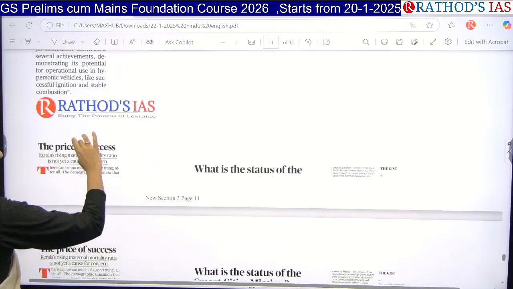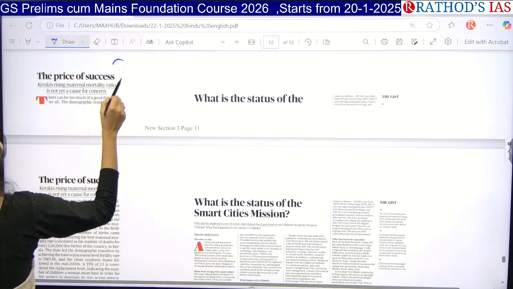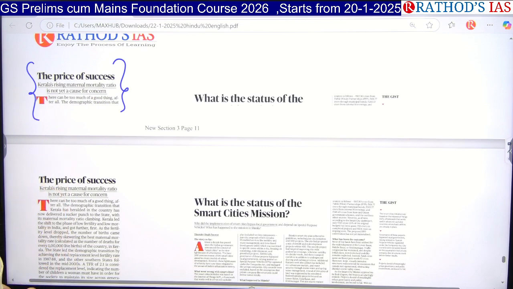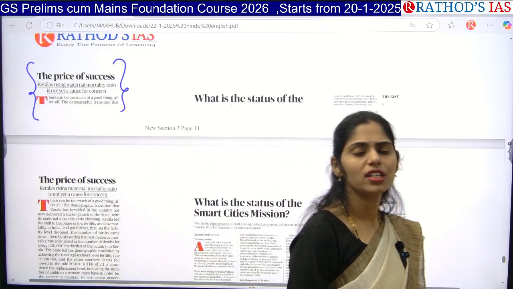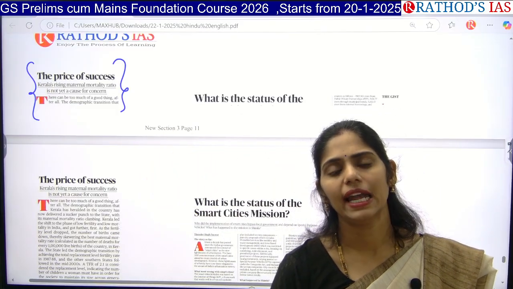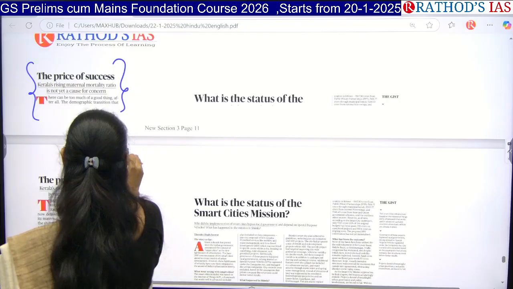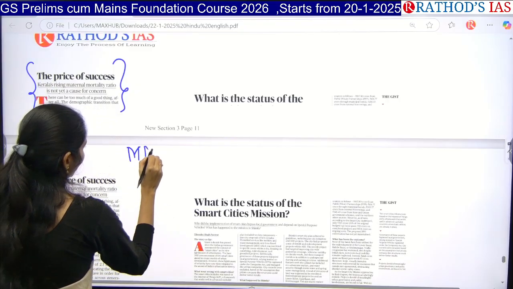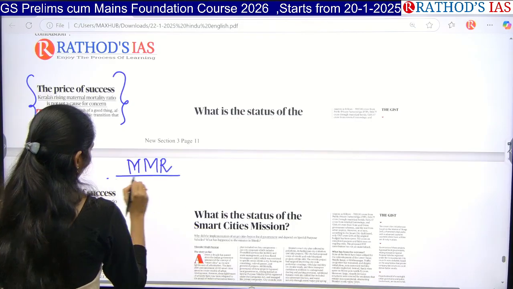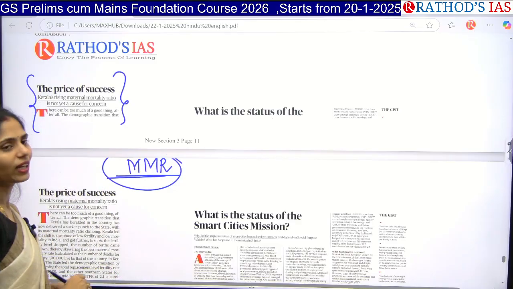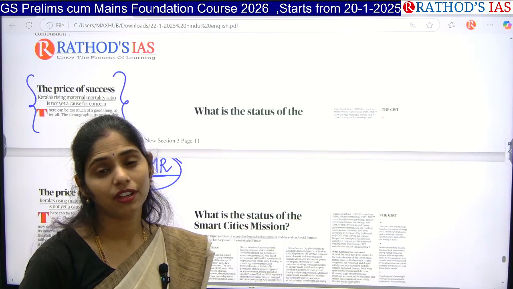And the next article here is The Price of Success. This article is talking about Kerala's maternal mortality ratio. In the recent past, I think 2 to 3 days ago, we discussed Kerala's maternal mortality ratio. There is an increase in MMR in Kerala. Maternal mortality ratio is nothing but the number of deaths per 1 lakh live births.